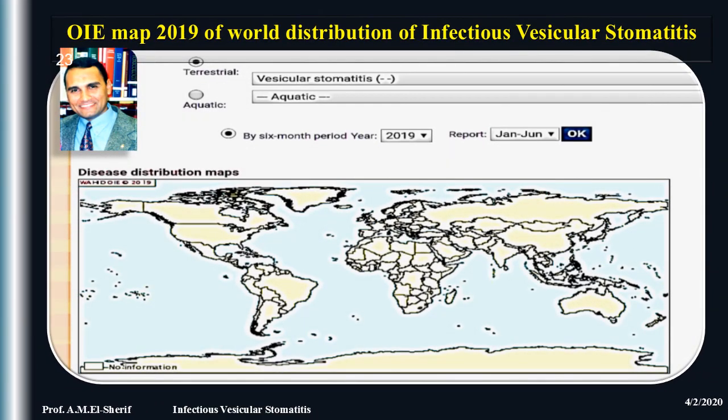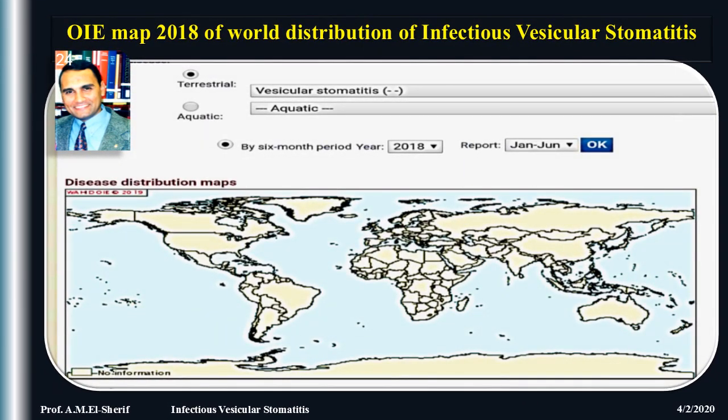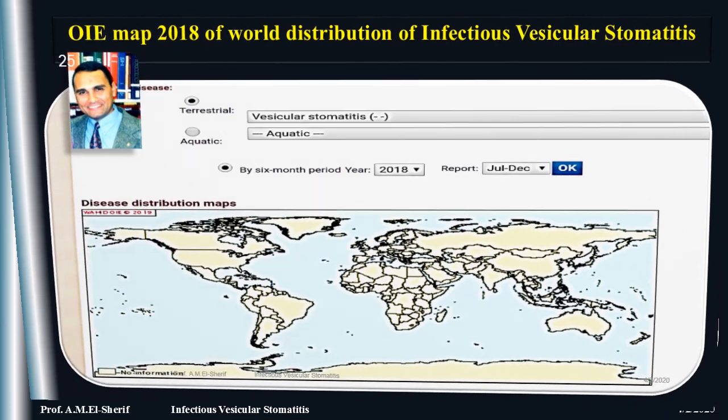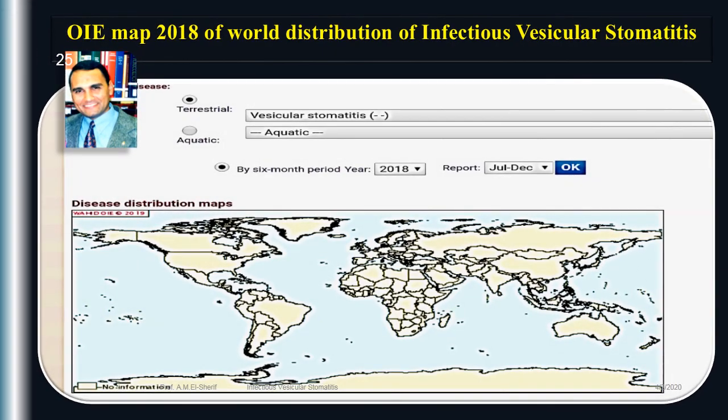The map of infectious vesicular stomatitis distribution during the period of January up to June 2019 throughout the world explained that there is no information about the presence of this disease anywhere on earth. According to the OIE office, the map of 2018 from January up to June shows no information about the presence of infectious vesicular stomatitis all over the world. During the period from July up to December 2018, the OIE reported no information about the presence of this disease in any country all over the world.